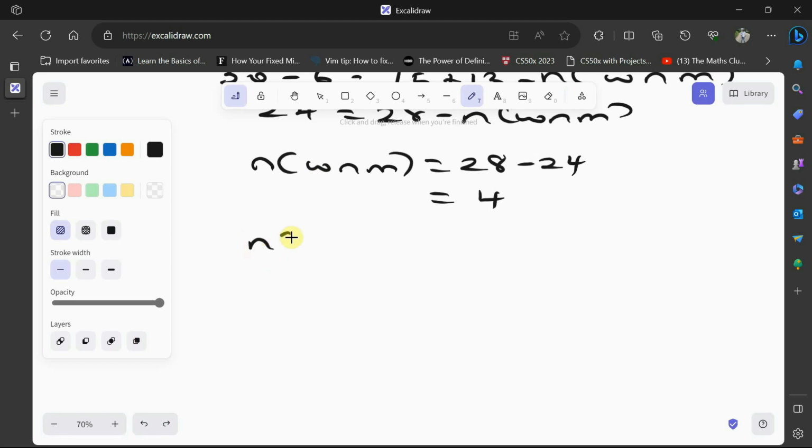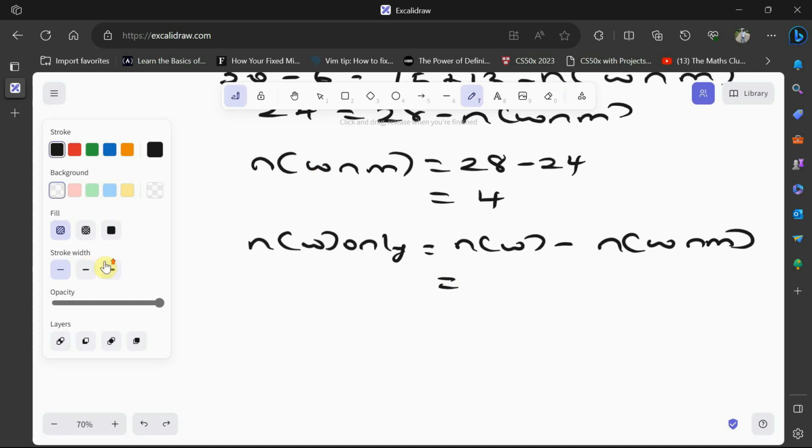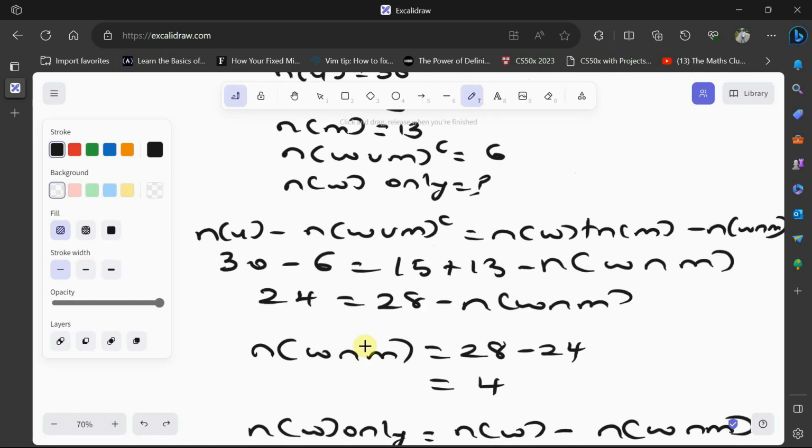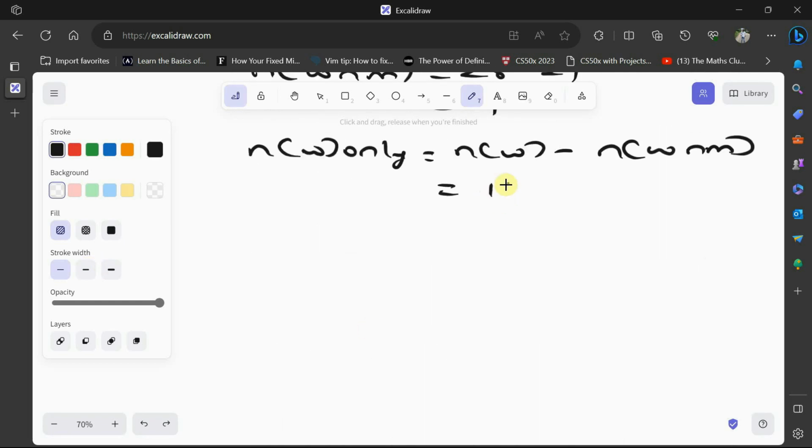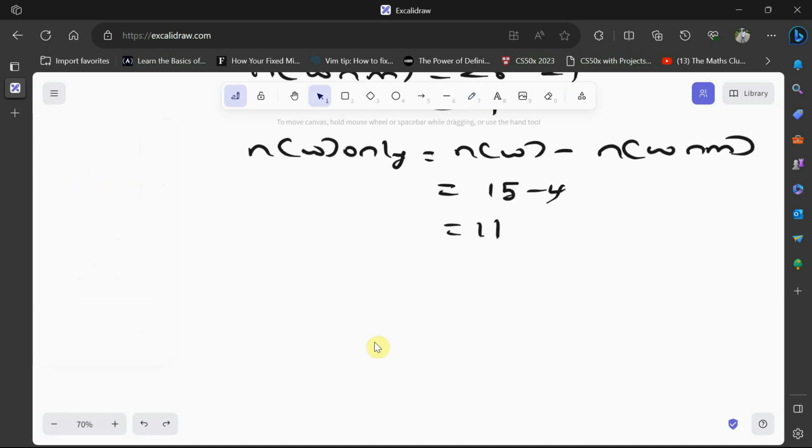So the number of woodwork only would be the number of people studying woodwork minus the number of people studying woodwork intersection metalwork, right? And I think the woodwork was 15, if my memory serves me right, yeah, 15. So 15 minus 4, and that will give you 11. So we've solved it using the mathematical approach. If you want to solve it using the Venn diagram approach, I want you to actually pause the video and try it out yourself, especially if you've been following the video so far.